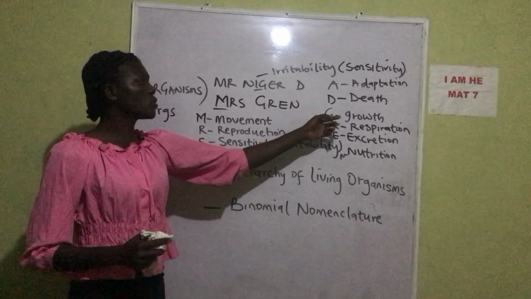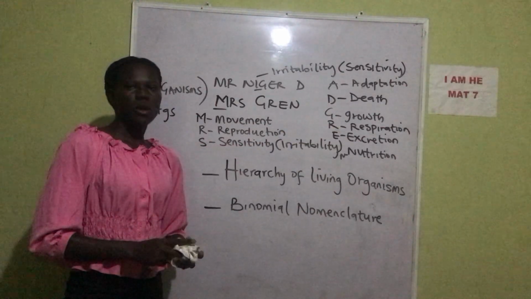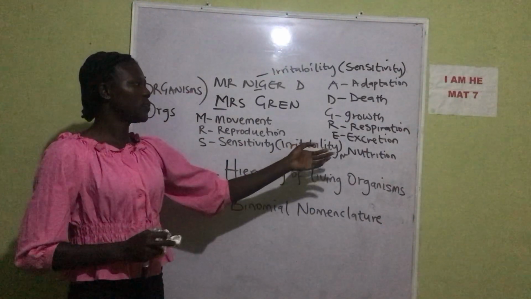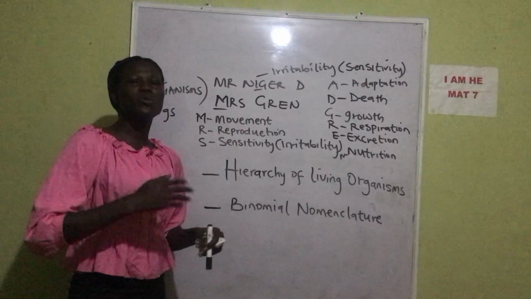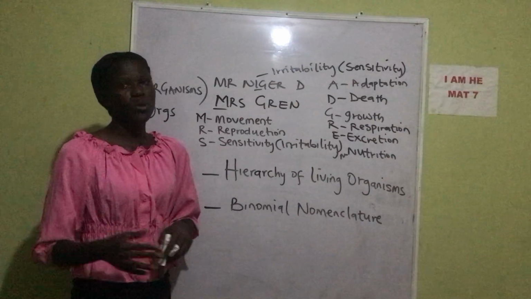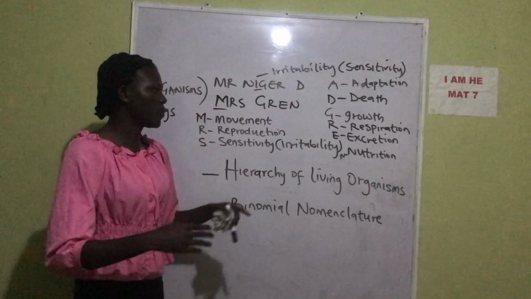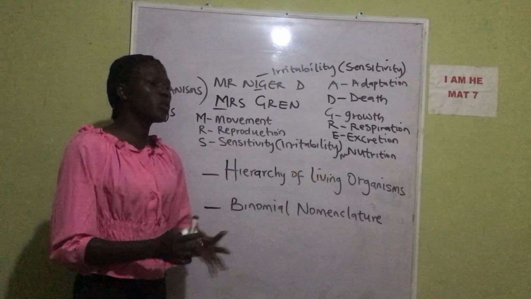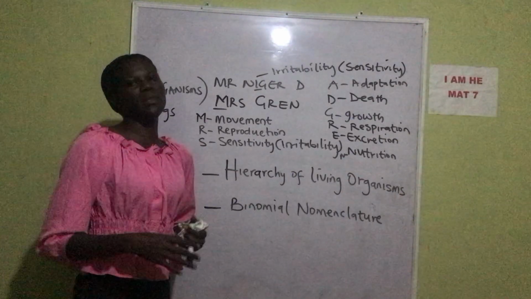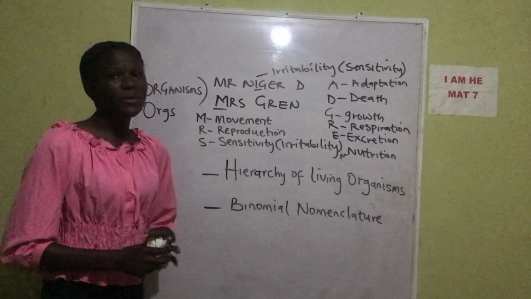Living things also grow. They grow inside and in mass. That is growth. Respiration: when we respire, we exchange gases. Excretion means when you remove toxic substances, for instance, urine and CO2, waste materials from the system. Nutrition means when you take in food, something that builds the body system. So these are the characteristics of living things.